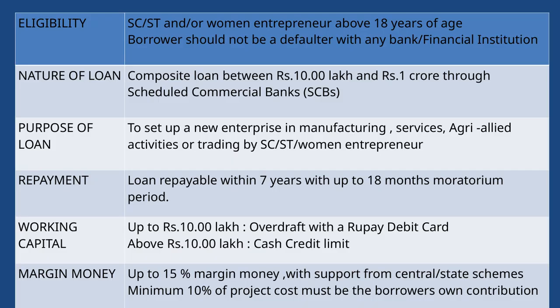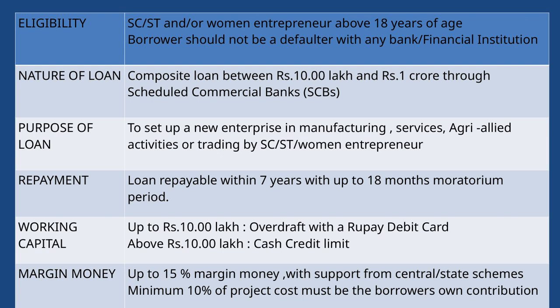Let's go through the key eligibility criteria and loan details for this scheme. First, to qualify, the applicant should be an SC, SD, or a women entrepreneur who is above 18 years of age. It's also important to note that the borrower should not be a defaulter with any bank or financial institution, ensuring they have a good credit standing. Moving on to the nature of the loan, this is a composite loan ranging from Rs. 10 lakh up to Rs. 1 crore, and it's provided through scheduled commercial banks. The main purpose of this loan is to help set up a new enterprise, whether in manufacturing, services, agriculture-allied activities, or trading, specifically by SC, SD, or women entrepreneurs.